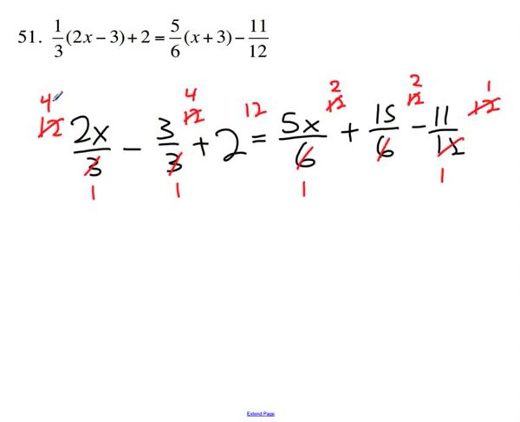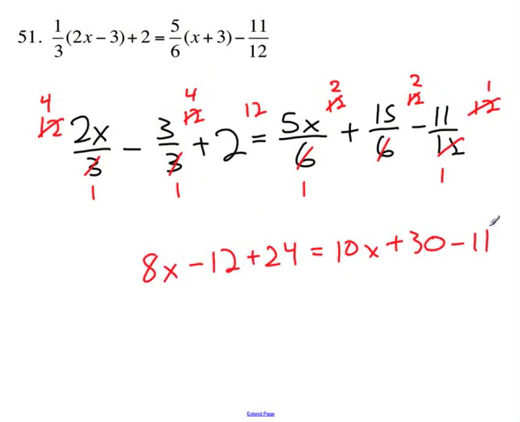So you end up getting 4 times 2, which is 8x, minus 3 times 4, which is 12, plus 2 times 12, which is 24, equals 5 times 2, which is 10x, plus 15 times 2, which is 30, minus 11. Now we're going to combine like terms on both sides. So you get 8x plus 12 equals 10x plus 19.